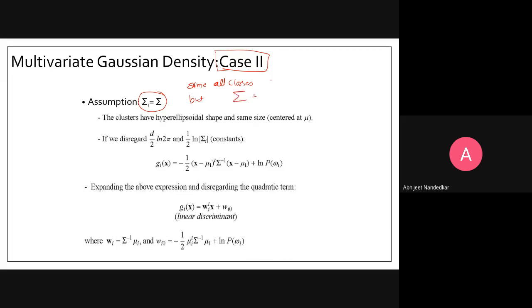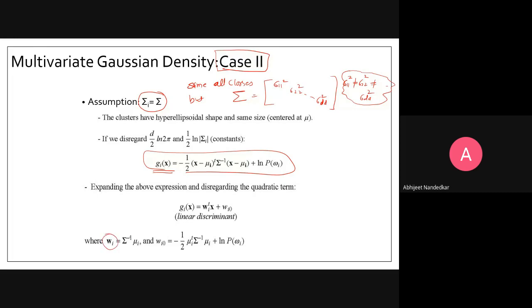So this is sigma 1 square, sigma 2 square on the diagonal. Off diagonal elements are still 0, but the diagonal elements are not the same. So sigma 1 square is not equal to sigma 2 square, not equal to sigma dd square. Earlier in case 1, this was also the same. So we are now making a more generalized thing, and again we will solve for g1x, g2x in the same way, and we will try to find out w1, w2, and w10, w20.